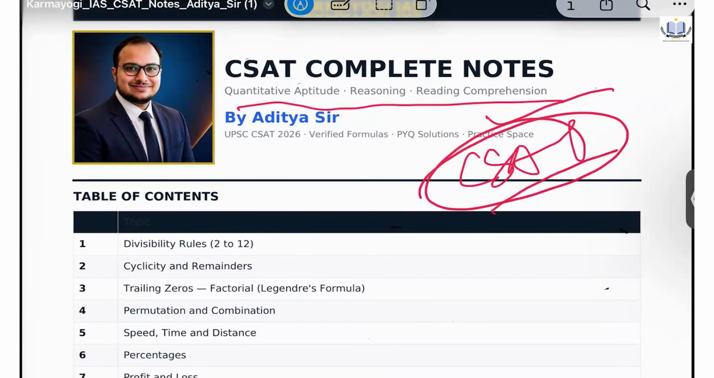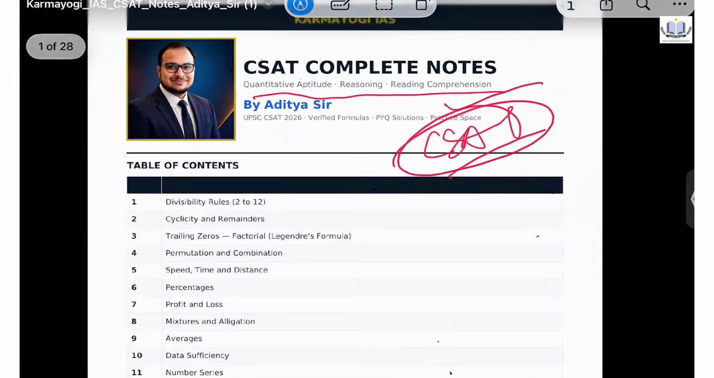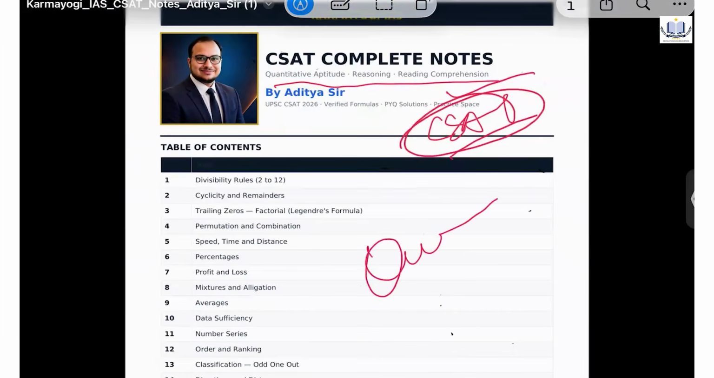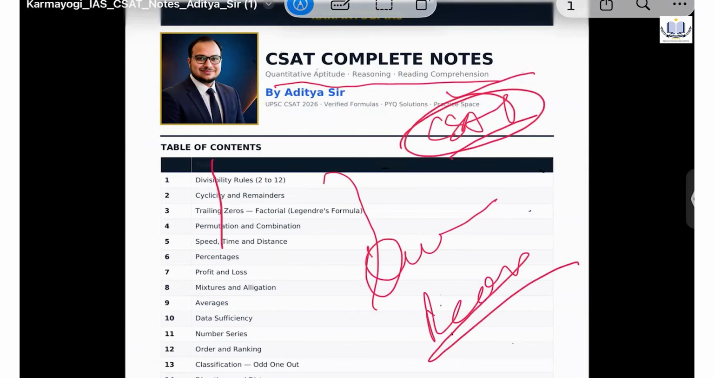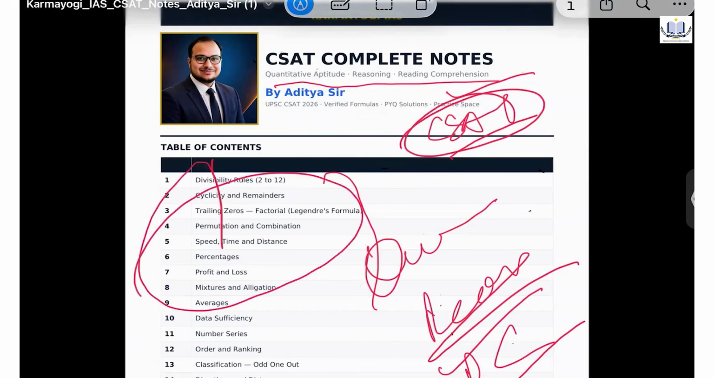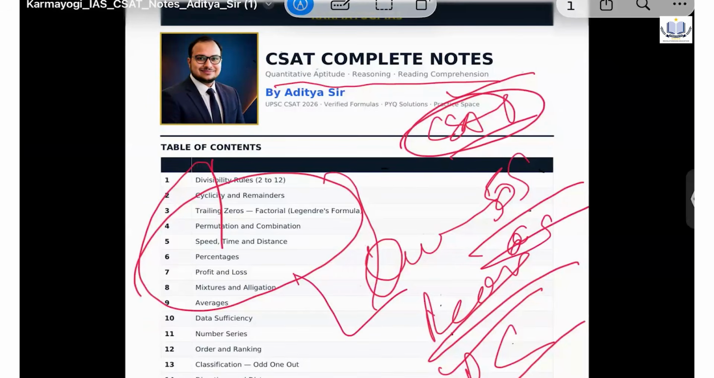In this, we will discuss all the very important things of quantitative aptitude, of reasoning as well, and at last we will read all the RC tricks as well, reading comprehension tricks. So everything will be covered, and if you are in the early 50s or early 60s, this video will be enough to help you clear the examination CSAT paper because it is one of the biggest roadblocks.